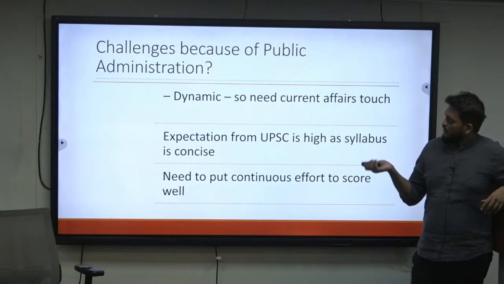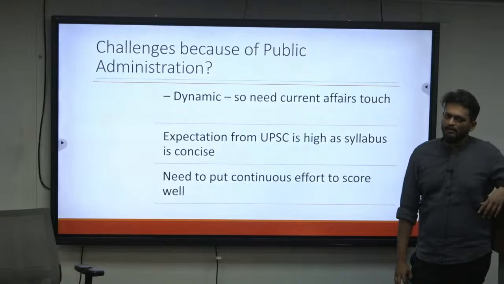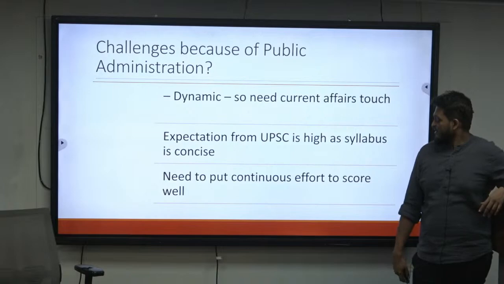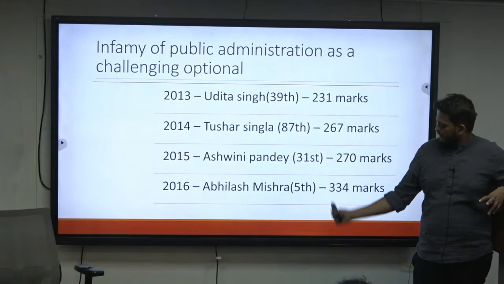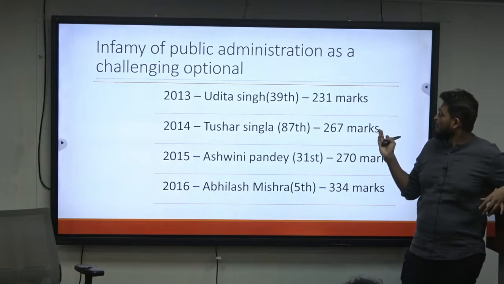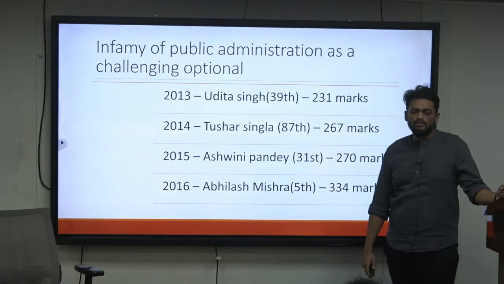So these are basically the challenges because of public administration. There is a general belief that public administration is unable to score well in the market. This was actually true in 2013-14. Now it is no longer true. In 2013, the highest score was 231, and in 2014, the highest score was 267.